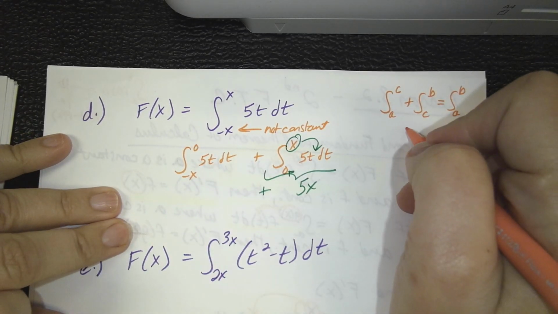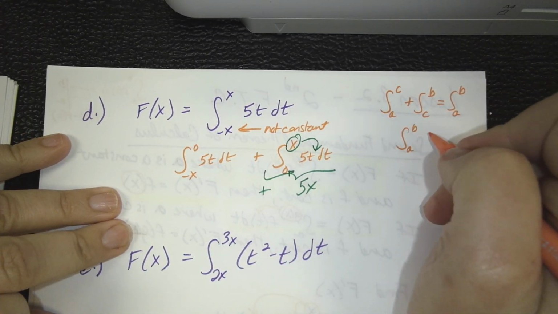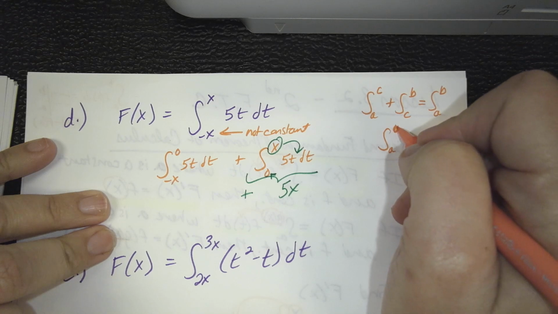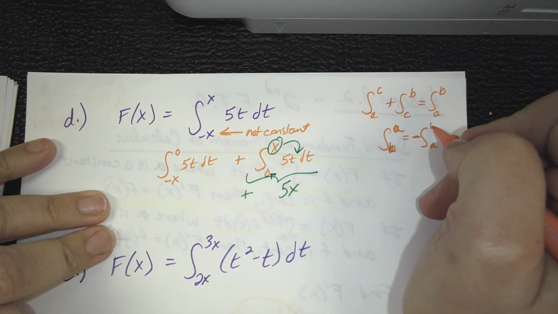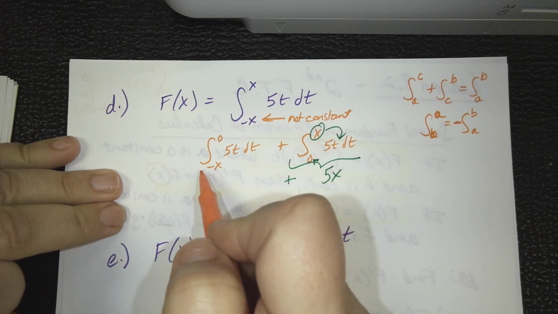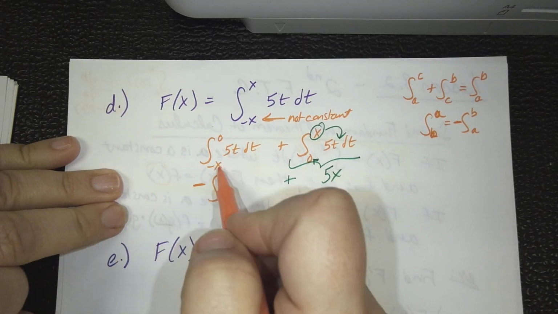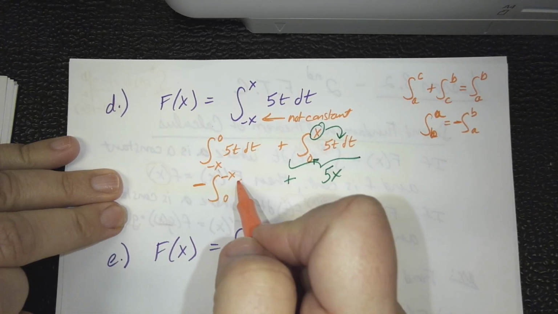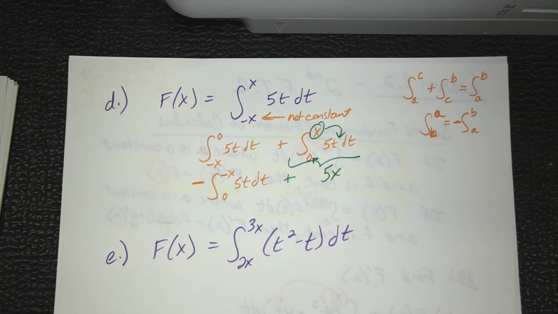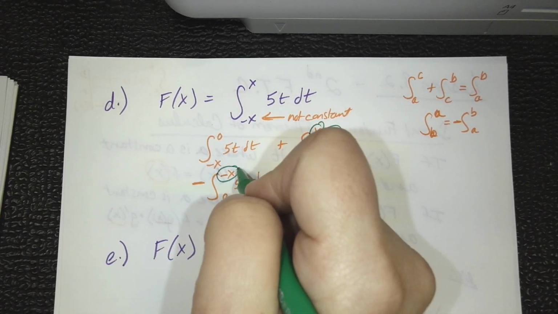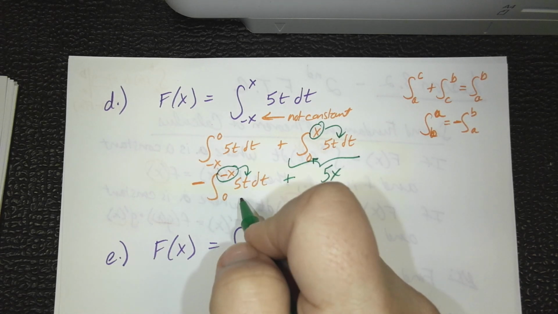And so again, if you don't remember that rule, it says if you have A and B, or actually I think it was BA, then you can take out a negative and flip them. Okay, so I'm going to go negative, flip, 5t dt. Okay, and now I can take my negative x and plug it in, and what would I get?